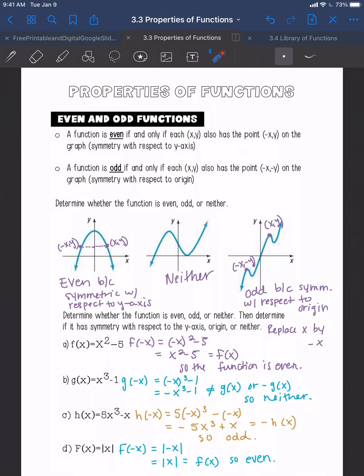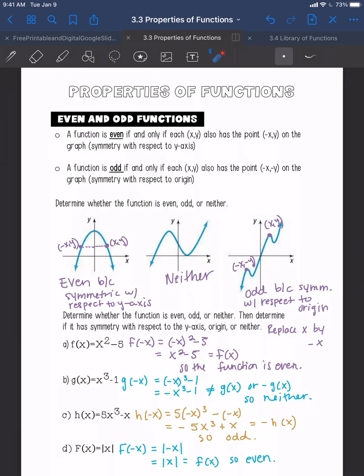So looking at these graphs here, my first one was an even function because it is symmetric with respect to the y-axis. So each x, y coordinate has a corresponding negative x, y. My middle graph, there's no symmetry with respect to the y-axis and none with respect to the origin, so that is neither. And my last one, nothing with respect to the y-axis. It does have symmetry with respect to the origin. So each x, y, there's also the point negative x, negative y on the graph, so it is odd.